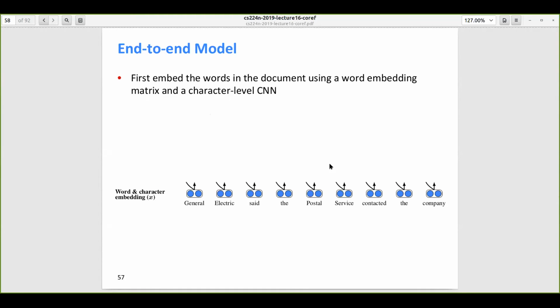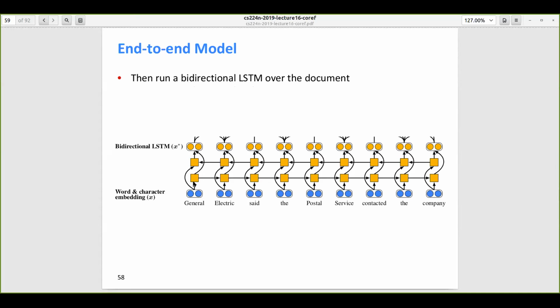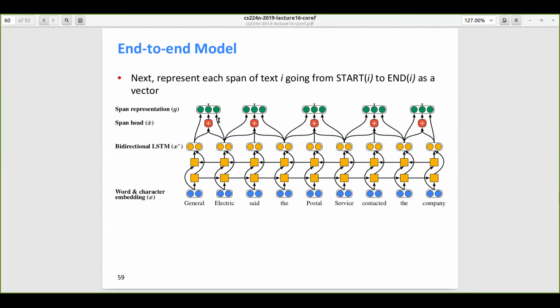So coming to the end-to-end model, let's say we have a text like this. General Electric said the postal service contacted the company. Once we have the text, once we have the words, we get the word embeddings for each of the words here. These blue dots represent the word embeddings for the words. And then we pass these embeddings through a bidirectional LSTM, which is kind of standard procedure in NLP. And what's different is this: we have something called span head here, span representation.